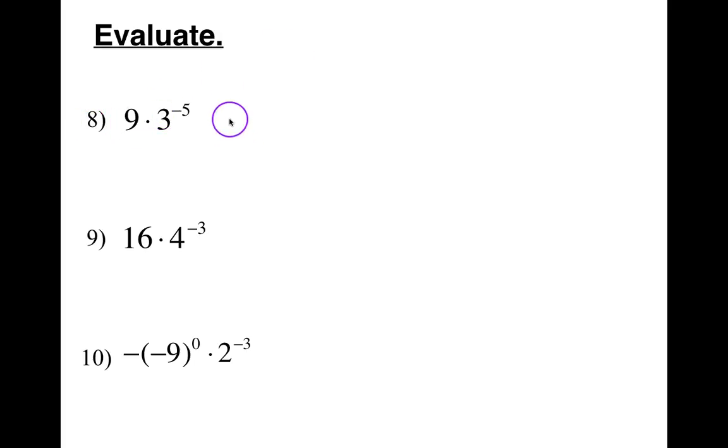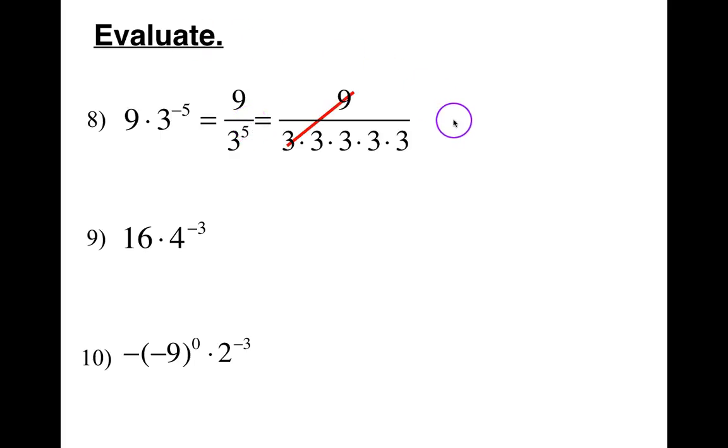Hopefully from number 8, you rewrote it as 9 over 3 to the 5th. You expanded it out, and you got 9 over, whoops, just kidding, backtrack. Here, you can actually reduce both the numerator and denominator by 3. So whenever possible, definitely do that, because if you don't, your final answer is most likely not going to be reduced, which therefore would be wrong. So here, you can divide both the numerator and denominator by 3. 3 divided by 3 is 1, and 9 divided by 3 is 3.